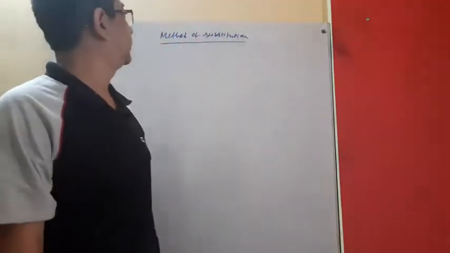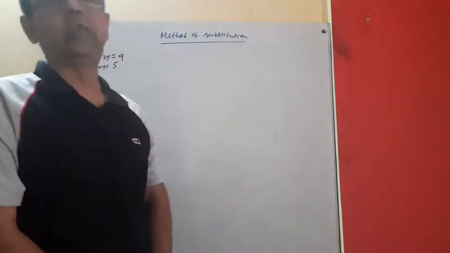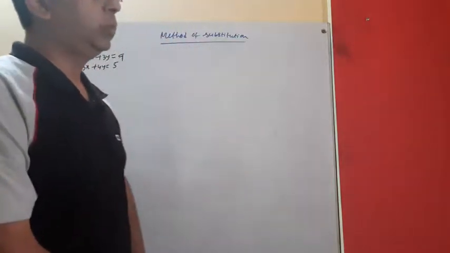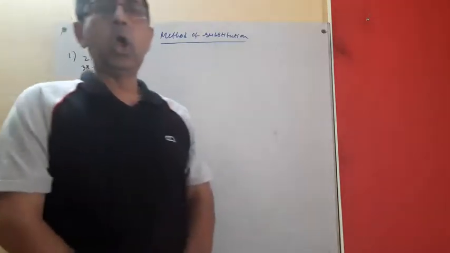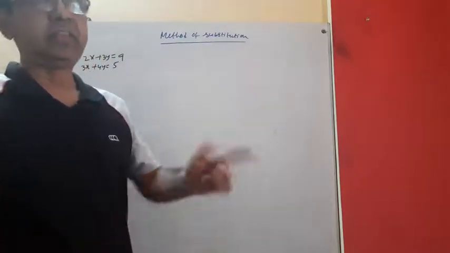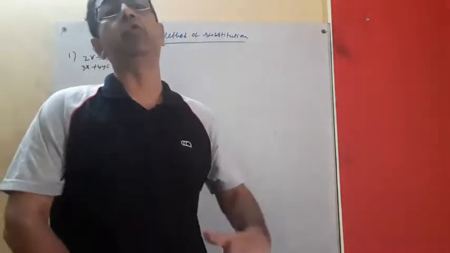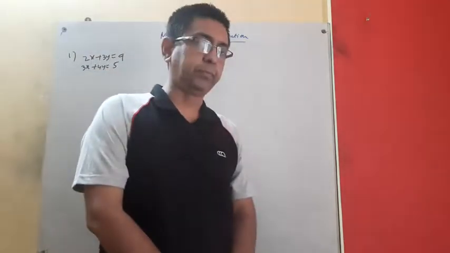Today I will discuss the method of substitution, which is a process of solving simultaneous linear equations. How do we do this? In the method of substitution, from one equation we find the value of one variable, and in the second equation we put the value of this variable and get the value of the other variable. In this way we do the substitution method.